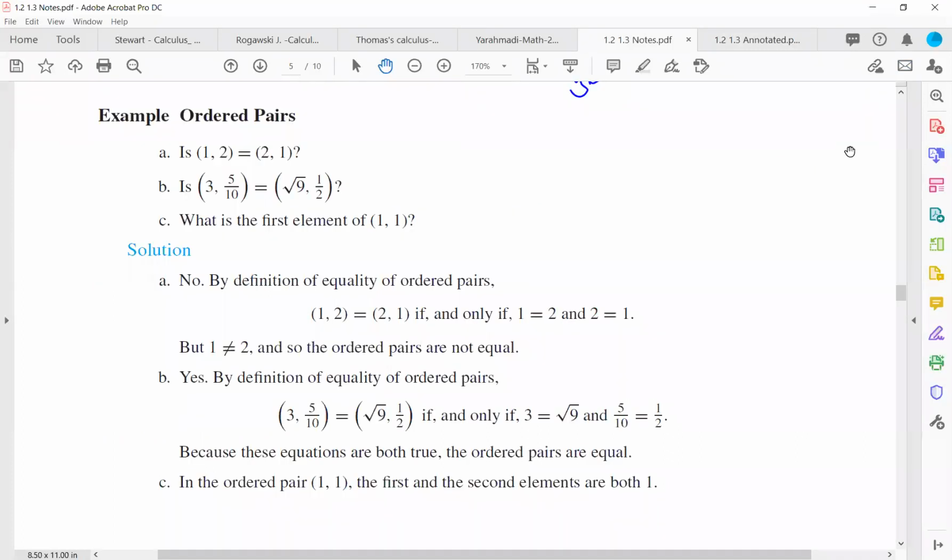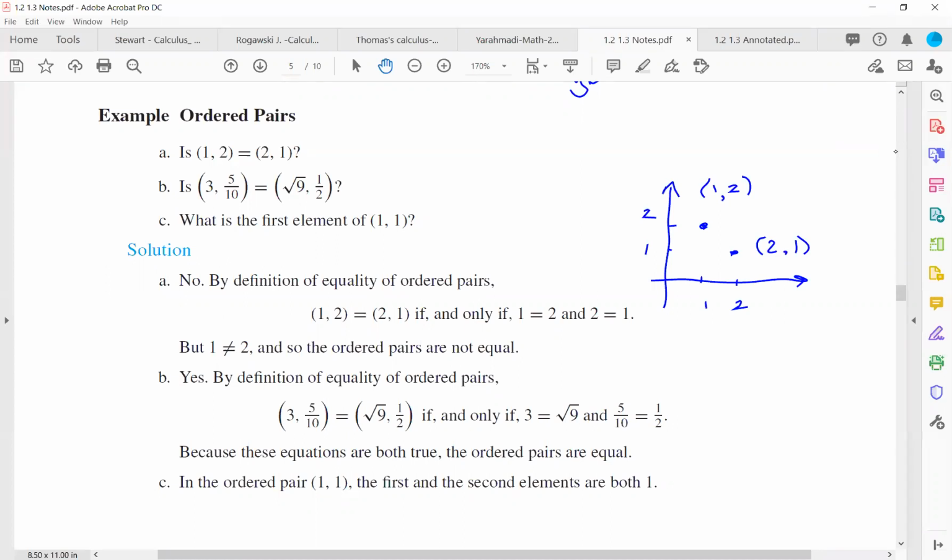The answer to A is no, they are not the same. If you use the XY plane, (1, 2) is a point here. First coordinate is 1, second coordinate is 2. (2, 1) is the second point here. Of course, these 2 points are different from each other.